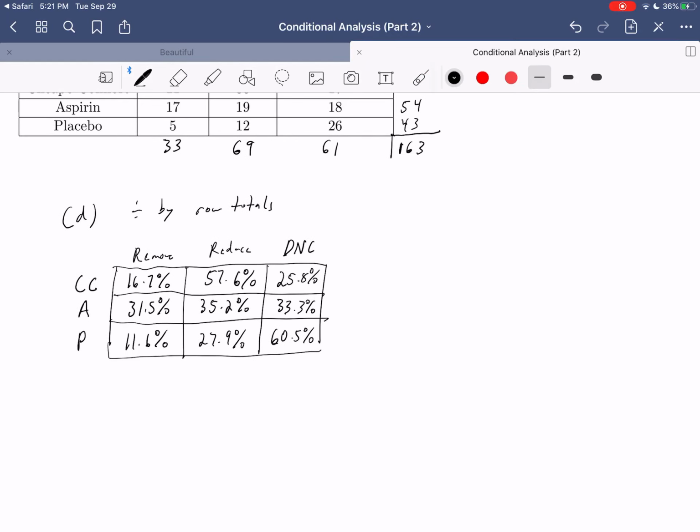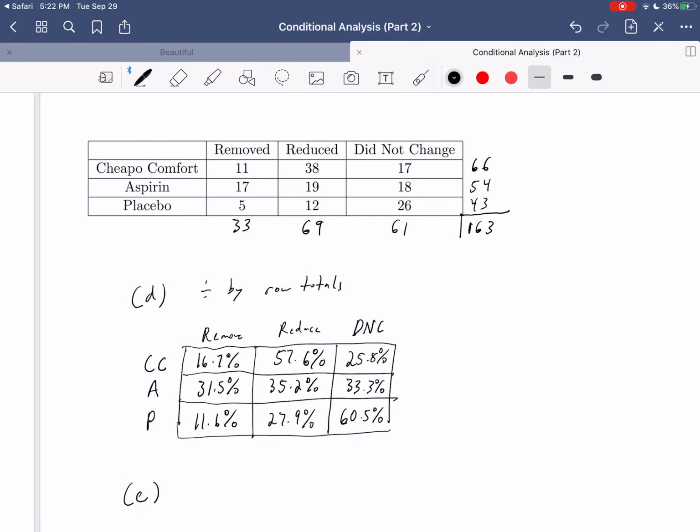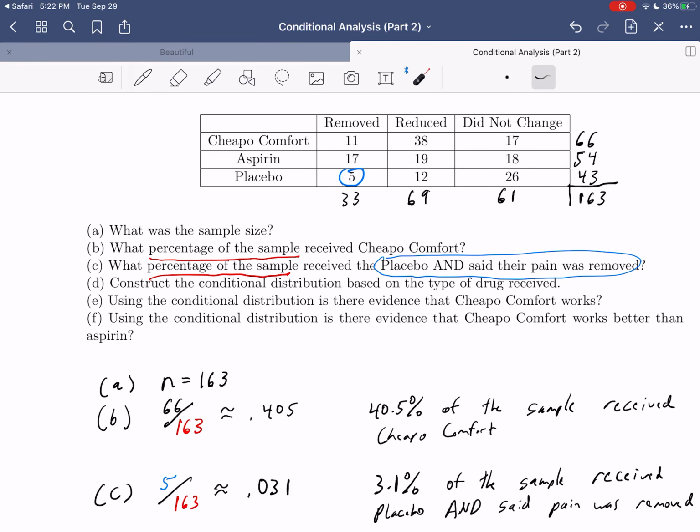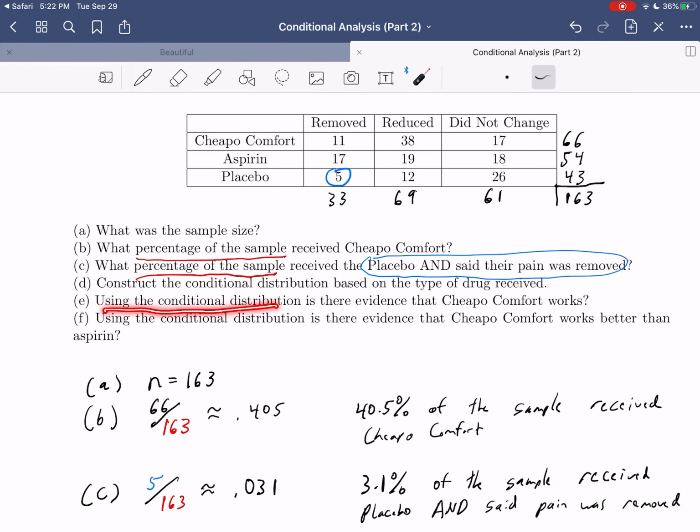All right, let's see if we can use this to do a little bit of analysis. Part E, if we go back and we take a quick look. Sorry, there we go. All right, we said that for Part E, we want to say, using the conditional distribution, is there evidence that Cheapo Comfort works? So how are we going to do that? Well, we want to make sure to use the conditional distribution, and we want to know, does Cheapo Comfort work?